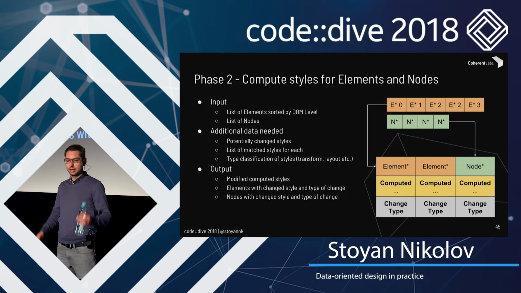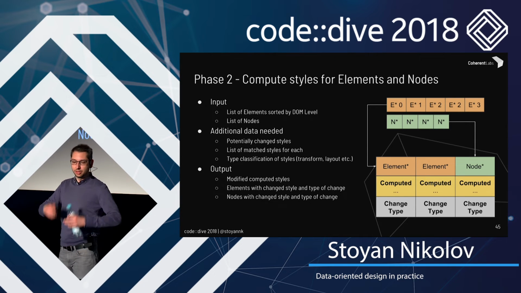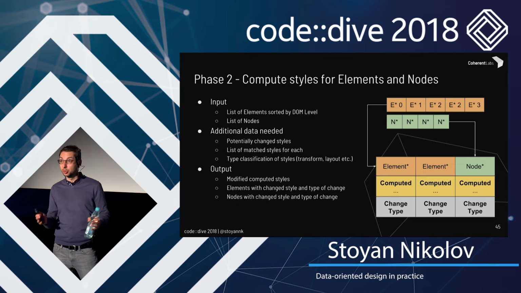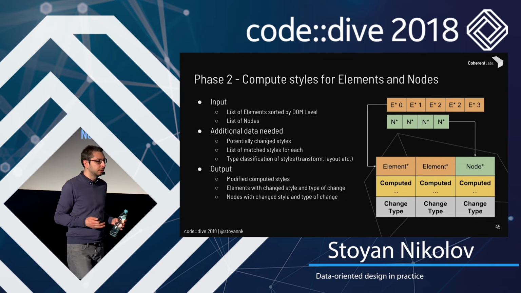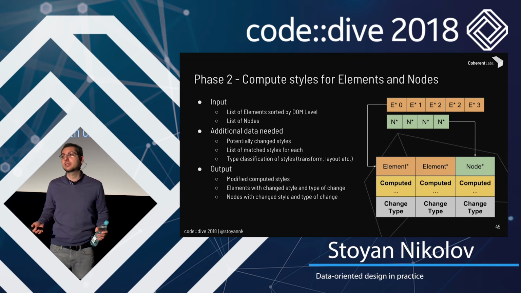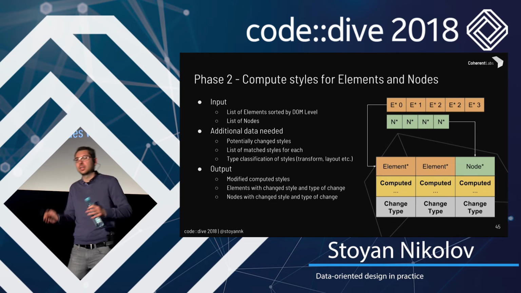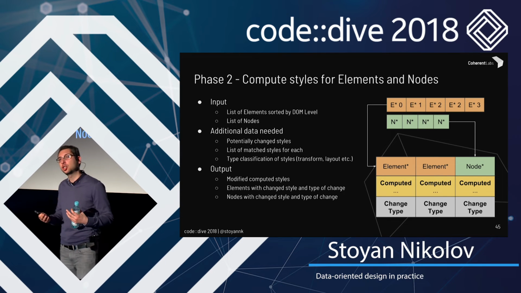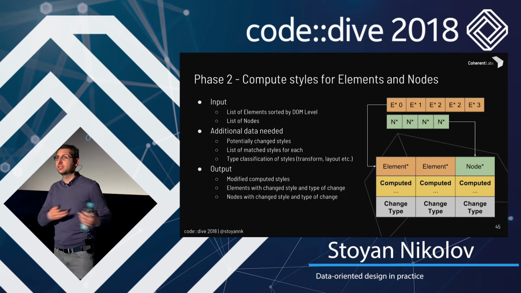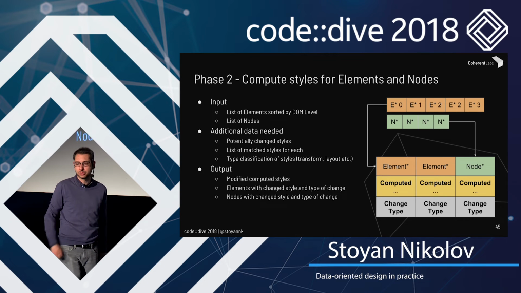We have as output the new computed values, the most important output, but also some metadata which tells us what type of change we have applied. Is the element now shown? Is it hidden? Is it a transformation change? Is it a color change? This is important for other systems within our software.